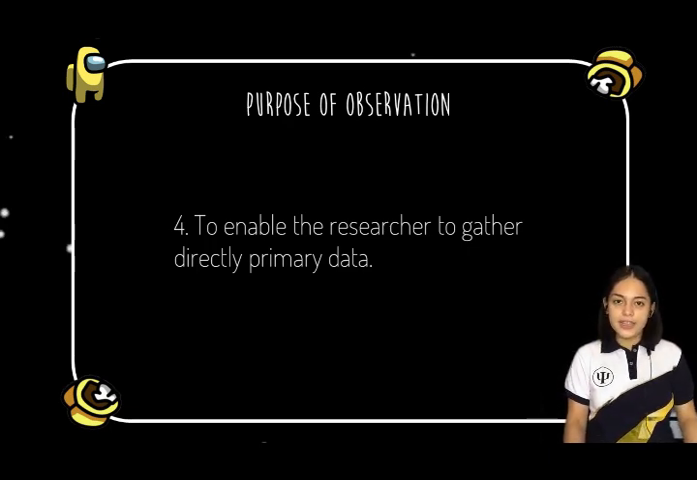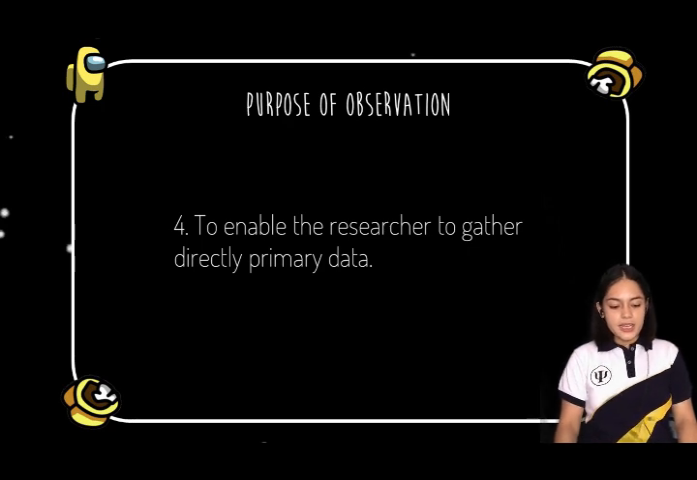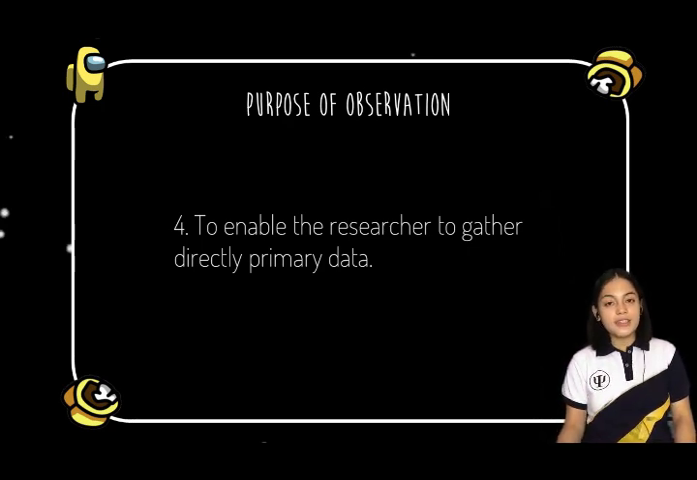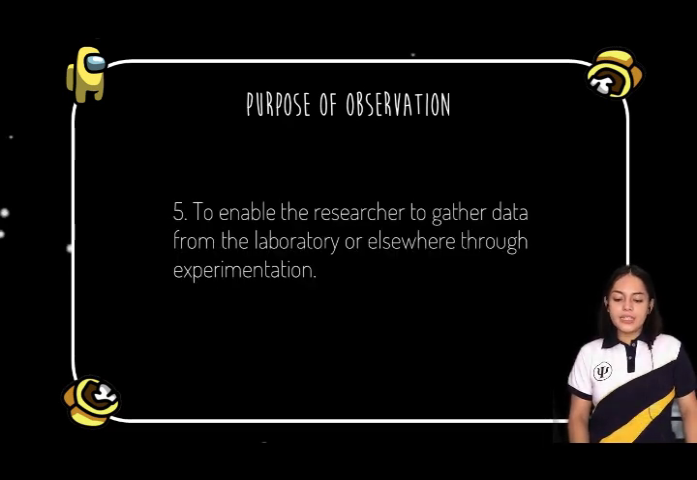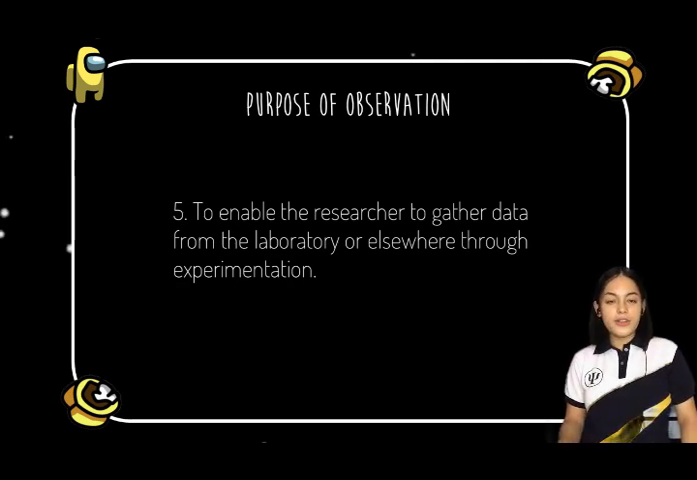Here it is beneficial for the researchers because the data gathered is collected directly from the main source, and that is regarded as the best kind of data a study could have. The fifth and last purpose of observation is to enable the researcher to gather data from the laboratory or elsewhere through experimentation. Here it is given that results from experiments are correct. Data gathered through it are accurate, valid, and reliable because the variables involved are under the rigid control of the experimenter. So those are the 5 purposes of observation.